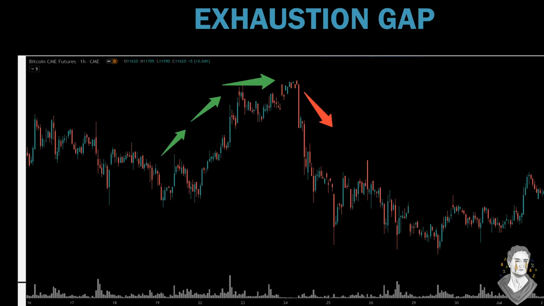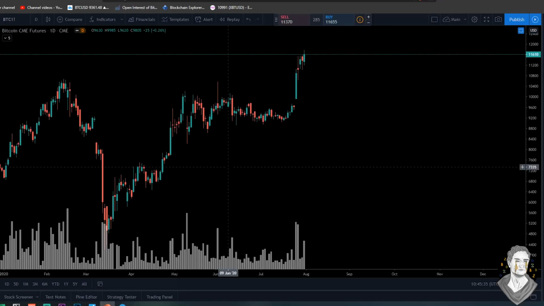So exhaustion gaps can be extremely good to play as well, but you don't see many of them in Bitcoin unless you're trading the lower time frame. So without any further ado, let's get onto the charts here, and I'm going to show you guys how I'm going to be trading these, and how I usually trade these.